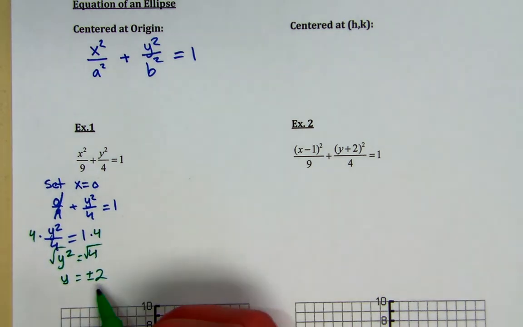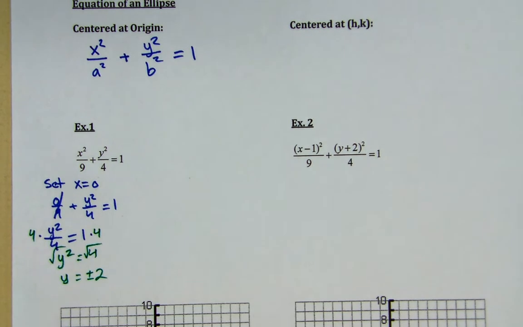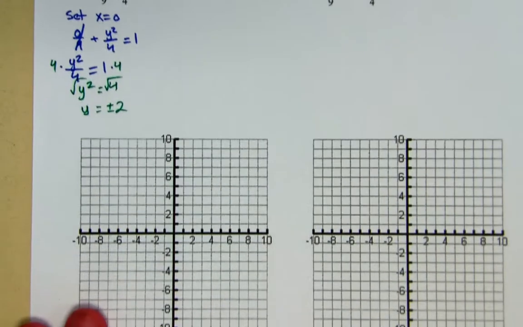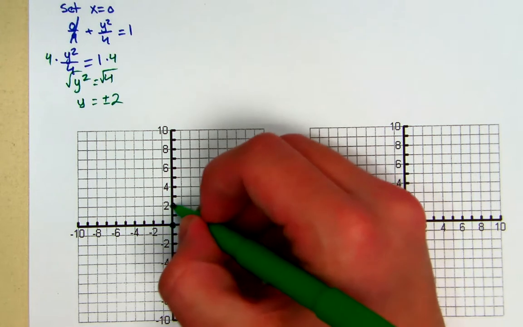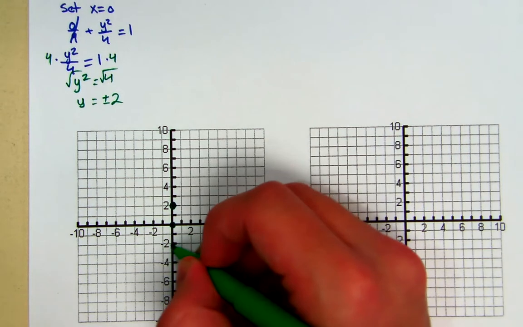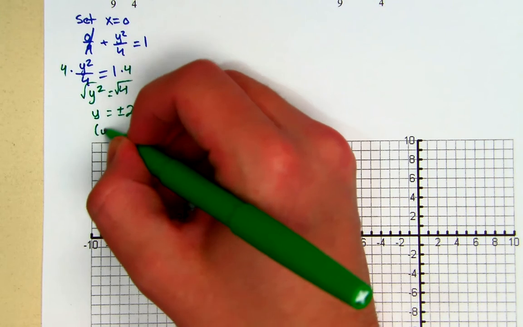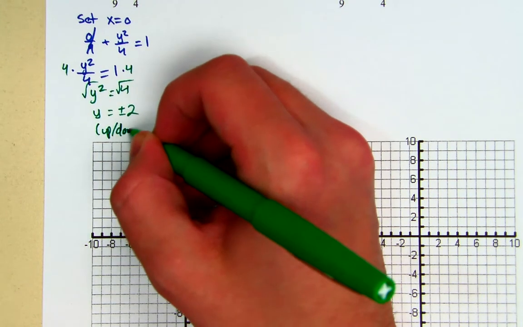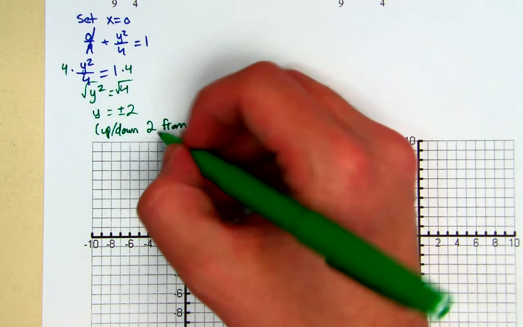That tells you from the origin, you're going to go up 2 and down 2. So plotting points here, start at the origin, that's where our center is. I'm going to plot a point up 2 and a point down 2. So this really means up and down 2 from the origin.